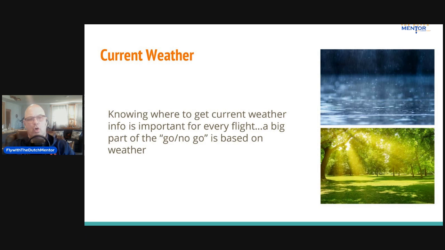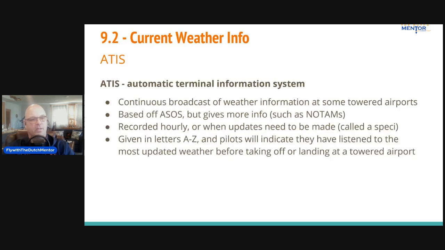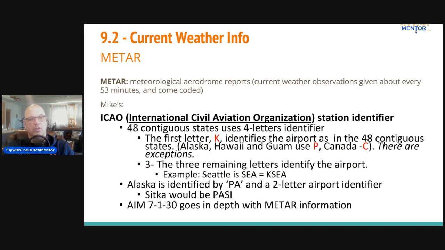Knowing where to get current weather information is important for every flight. A big part of the go/no-go decision, right? It's really the last piece of the puzzle before you go. We talked about the ATIS. We talked about another system called METARs. It is meteorological aerodrome reports. The current weather observation is given about every 53 minutes, and some of it can come coded.